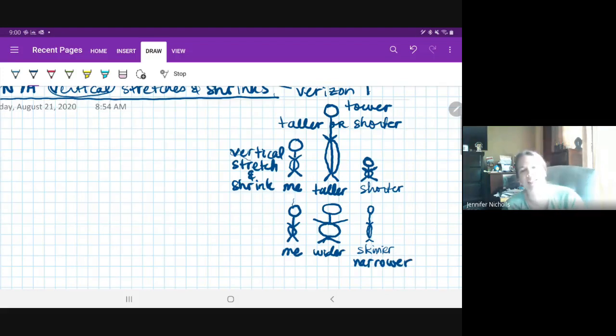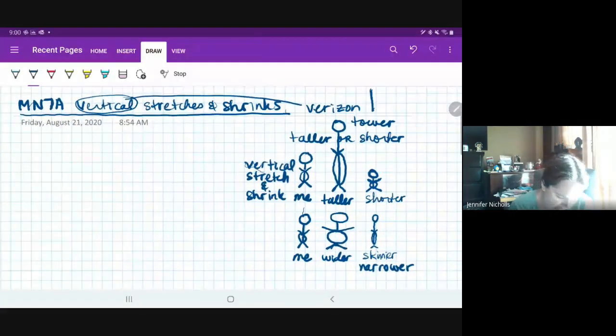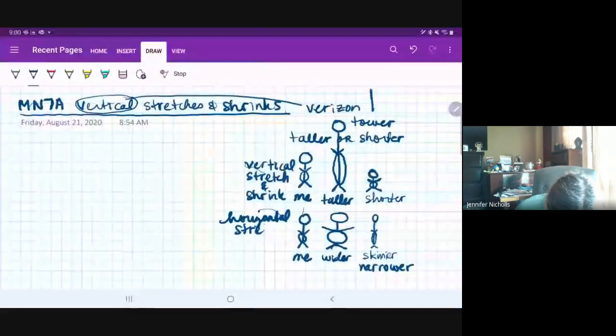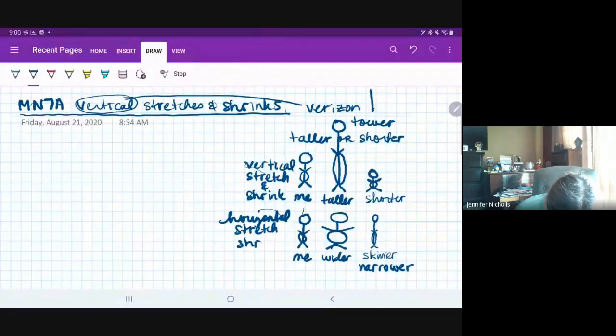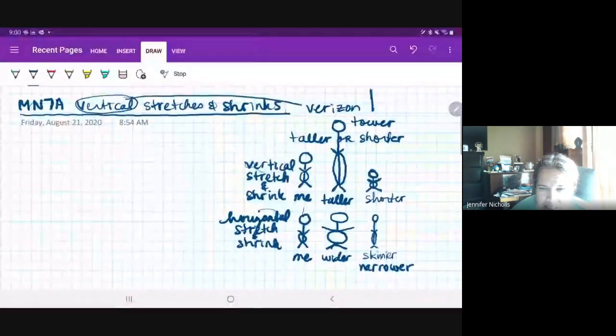Probably one of the hardest things in algebra 2, and math in general, is vertical stretches, shrinks, and horizontal stretches and shrinks. So people get confused. So this is a horizontal stretch and shrink, just so I can show you the comparison. Okay, so let me write equations for you.